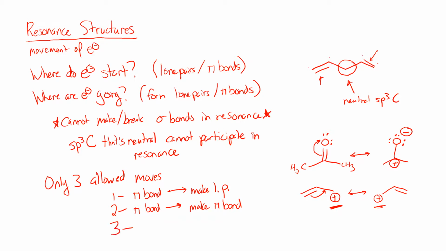The third allowed move is we can start with a lone pair, and we can make a pi bond. And this is, of course, just the reverse of the first move, right? So you can imagine if we started with something like this, we could take these electrons, move them down to make a pi bond. So let me think about this. How do I want to draw this? Yeah, we'll just draw the reverse of that. Right, we can take one of these lone pairs and we can move them down to make a pi bond.